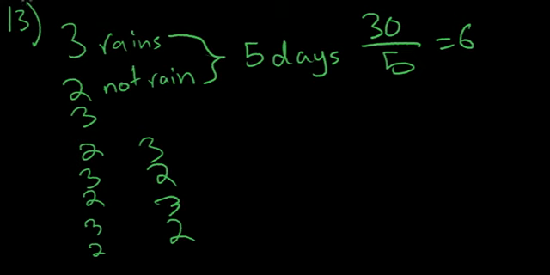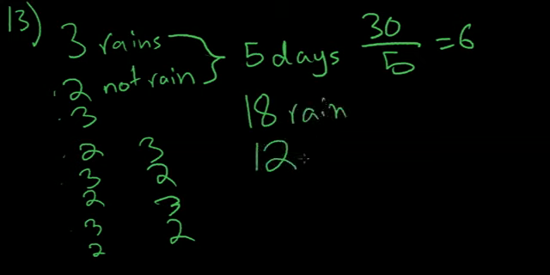So how many days did it rain? Well, how many times in the cycle did a rain cycle go? So 1, 2, 3, 4, 5, 6. 6 times 3 is 18. So a total of 18 days it rained. And to find out the days it did not rain, just count the number of 2's in the cycle, 6, multiplied by 2, so you get 12. 18 days it rains, 12 days it did not rain.